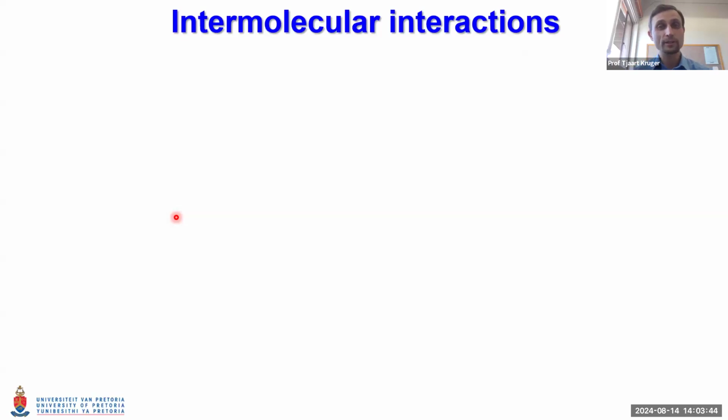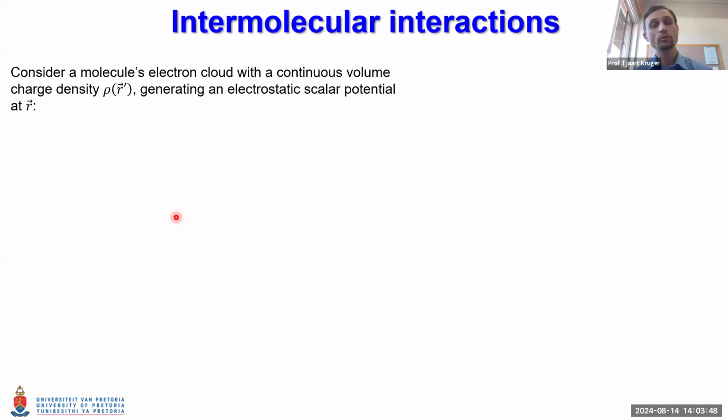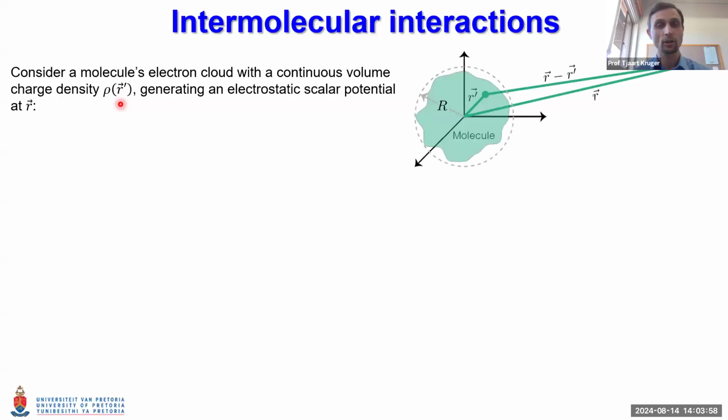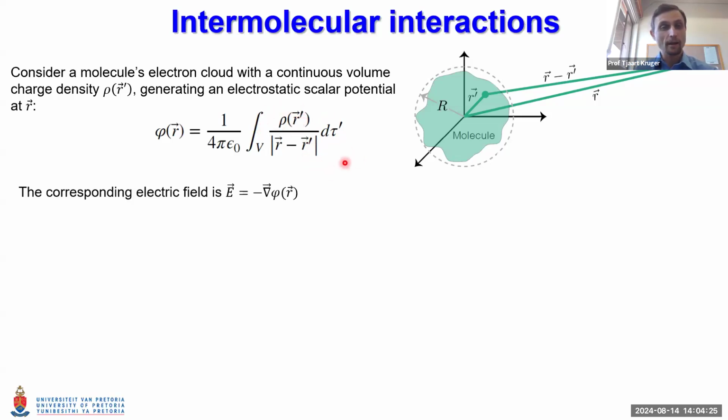The starting point is again electrostatics, and we are considering a molecule's electron cloud with a continuous volume charge density rho at position vector r prime, which generates an electrostatic scalar potential at r. Okay, so here's our molecule. We are considering the electrostatic scalar potential at this position vector r, and this is being generated by the charge density of this molecule. Right, so we can write our scalar potential in terms of the charge density like this, and the corresponding electric field is given by the Poisson equation, also the one which we used last time.